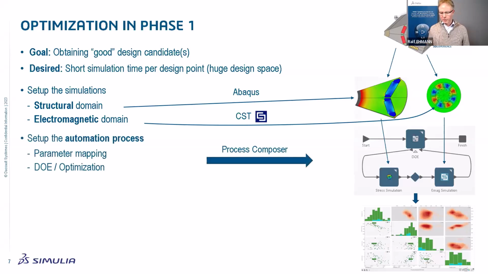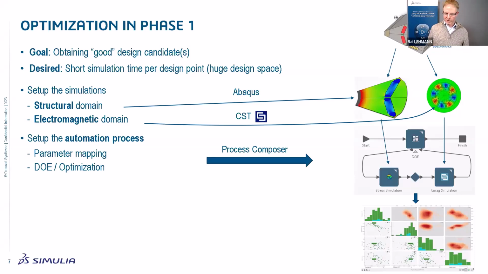Okay, then you need a tool to combine these two things. This is Process Composer in this case. It is similar to iSight, where also Bilkis showed you an example. But Process Composer lives on the 3DEXPERIENCE platform, so it makes it easier to integrate simulation and CAD. But under the hood, the possibilities in terms of creating a design of experiments or optimization are quite similar between these two tools.